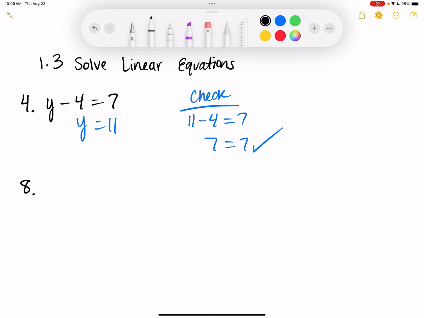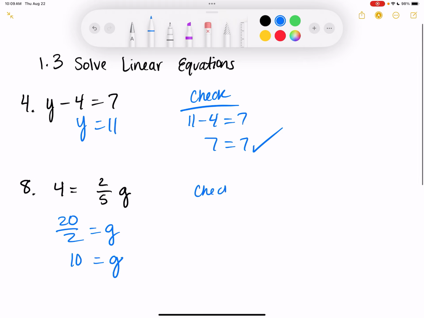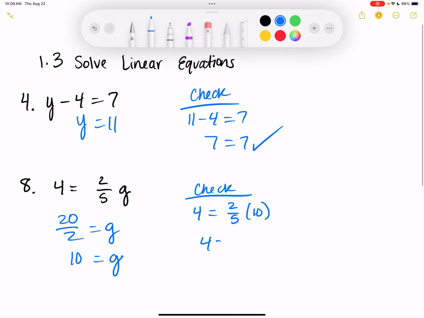4 equals 2/5 g. Good. How do I solve this one? Divide by the reciprocal. I mean, yeah, multiply by the reciprocal. So I'm gonna multiply by 5 over 2, which is gonna give me 20 over 2, which reduces to 10. g equals 10. So check it. 4 equals 2/5 times 10. So 4 equals 4.